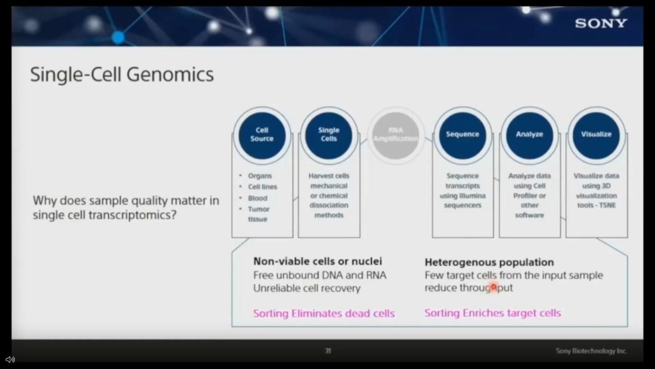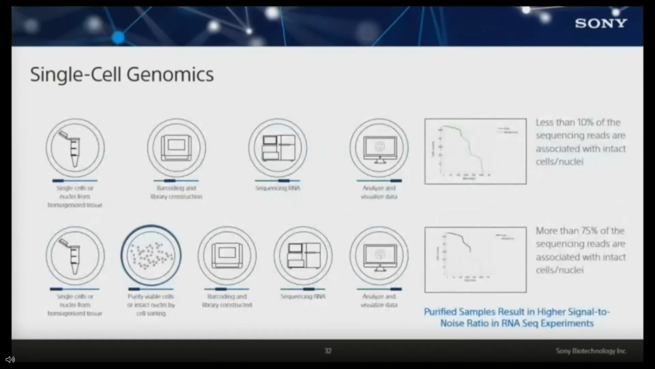Whatever it is, again, you have 6 parameters to choose from on the SH800. You can use those parameters. You target those parameters, enrich your cells. And again, you make sure they're viable and intact. You get those nuclei, you get the cells you need, and you get clean data.